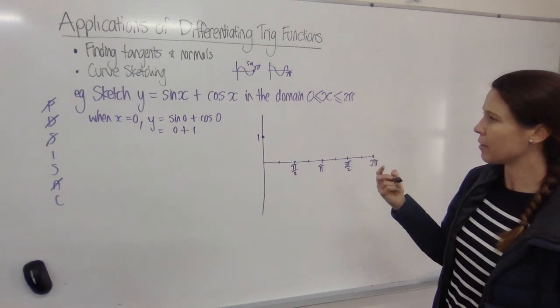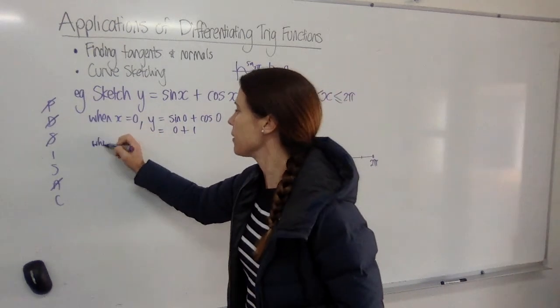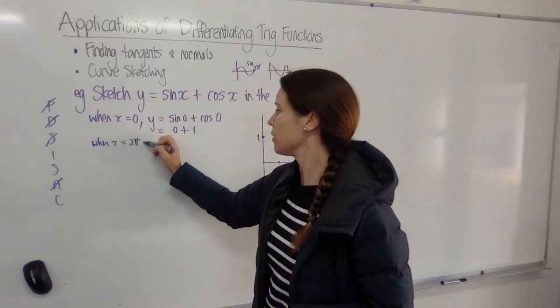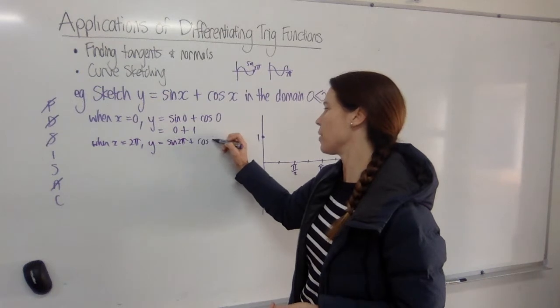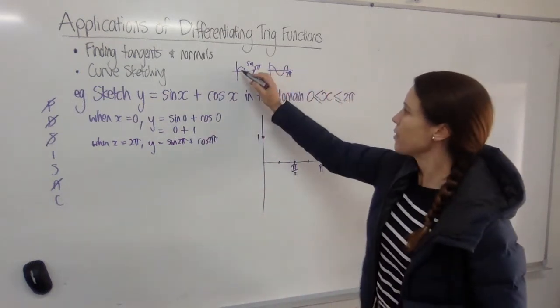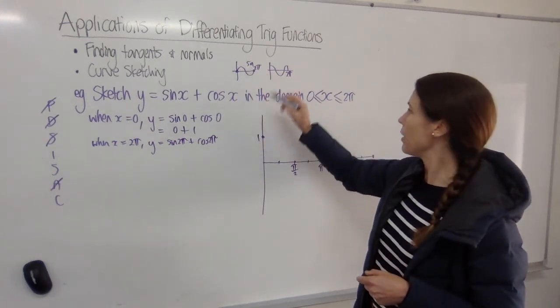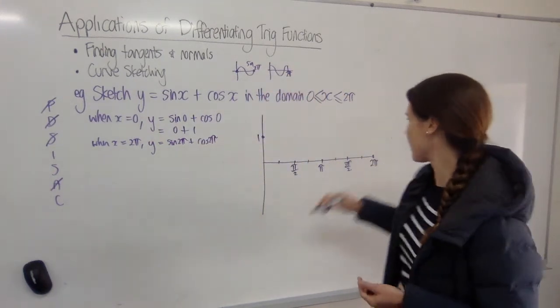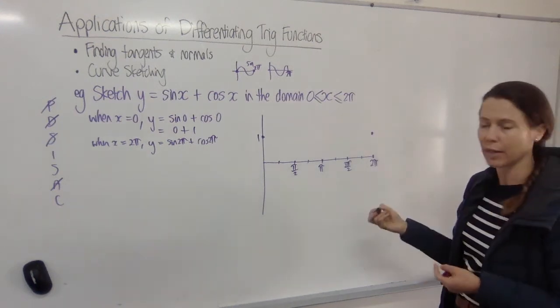All right, what about when x equals 2 pi? Well, when x equals 2 pi, I've got y equals the sine of 2 pi plus the cos of 2 pi. Now, I know straight away that whatever my sine curve is doing when x is 0, it's doing the same thing at 2 pi, and so is this one. So it's going to be the exact same. So if I'm starting at 1, I'm also finishing at 1, so I can put that in as well.